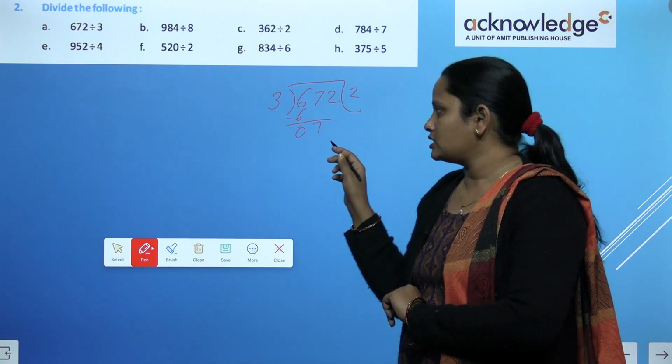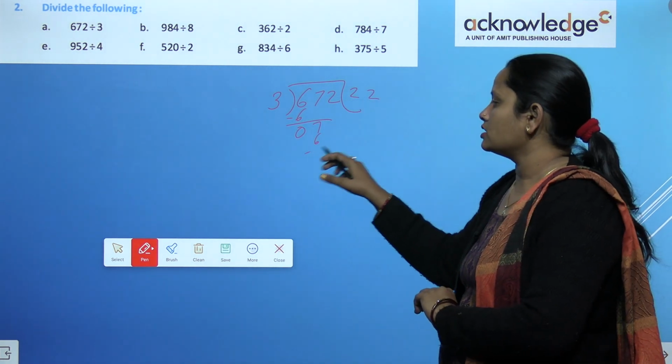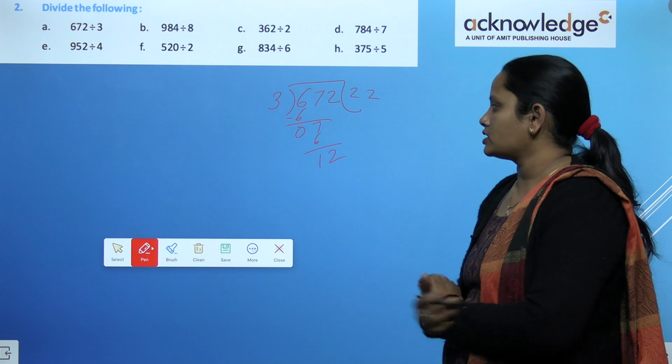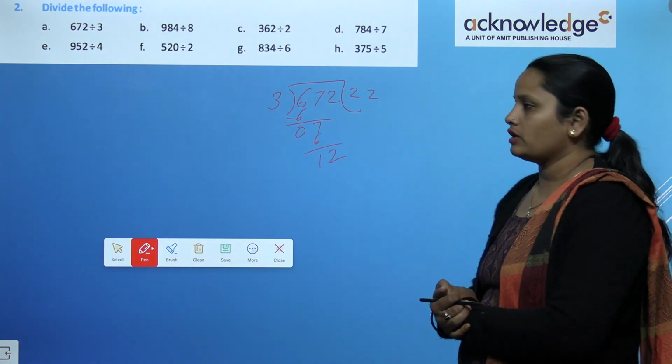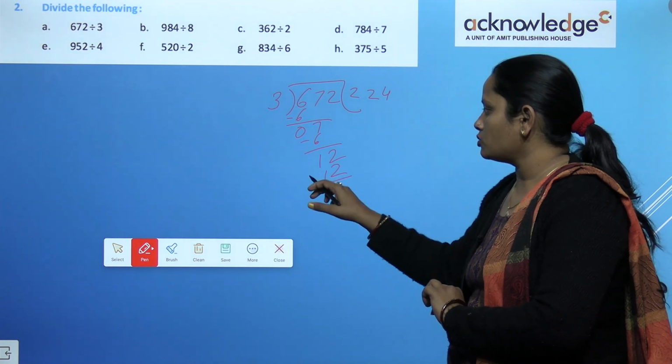अब 7 आया. 7 तो नहीं आता 3 की टेबल में. So 2 times we will take 6 here. 1 आया. Now 2 has come here. Let's check. क्या 12 आता है? Yes. 4 times 12. So चलिए इसको भी सब्ट्रैक्ट कर देते हैं.